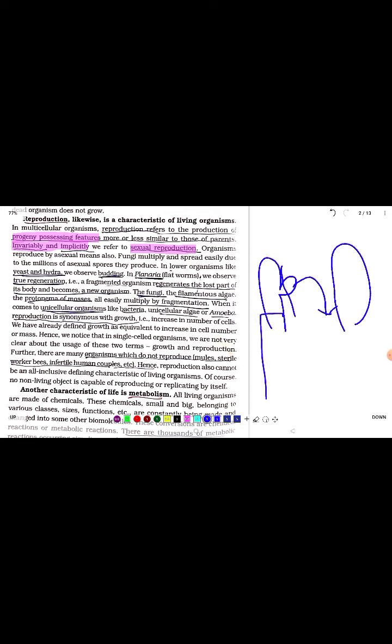In the case of planaria, a flatworm, true regeneration or fragmentation takes place. The body gets divided into fragments, and each fragment develops into a new living organism. In fungi, filamentous algae, and protonema of mosses, multiplication is by fragmentation. Three things: fungi, filamentous algae, and protonema, multiply by fragmentation.